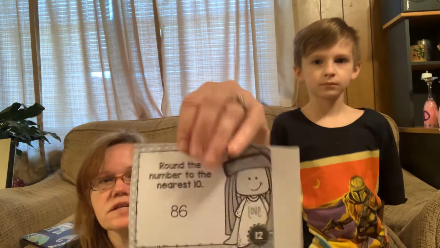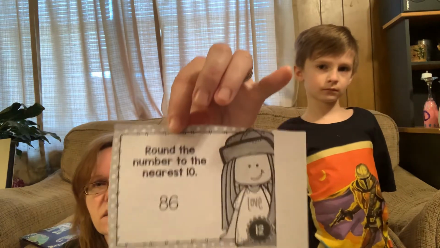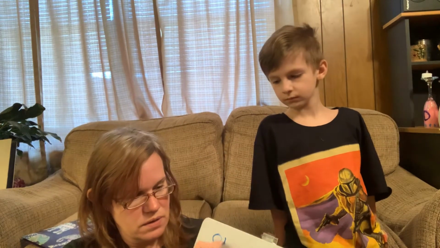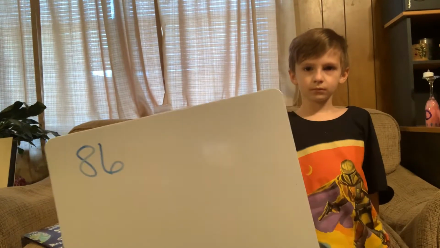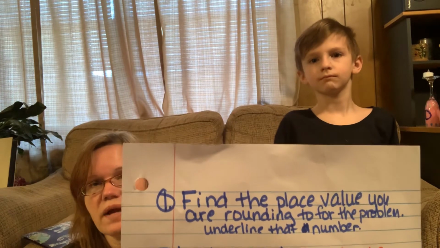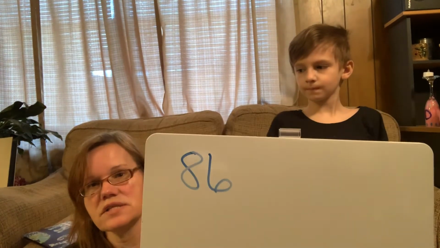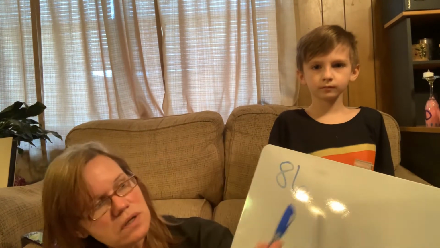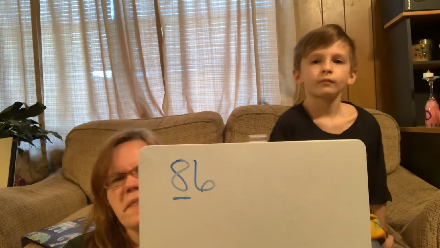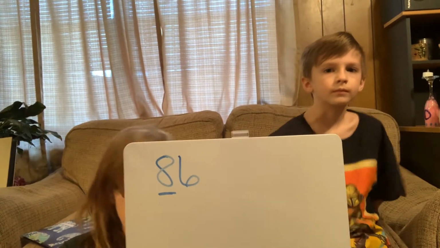So our first one is 86. It tells us to round the number to the nearest 10. So we're going to take 86 and round it to the nearest 10. All right, so Miss Maza is going to write 86 on my board, okay? There's my 86. All right, so the first thing I need to do is to find the place value of the number that we're rounding to. It says we're rounding to the 10. So which number is in the 10s place? The 6 or the 8? Let's look. 1s, 10s. So I'm going to underline that, okay? These are just some things that Miss Maza does to make it easier to remember, okay?